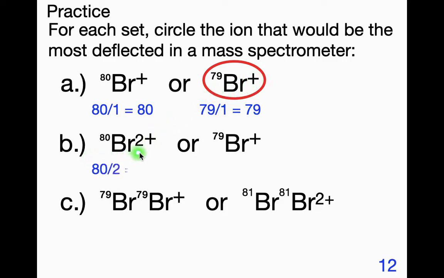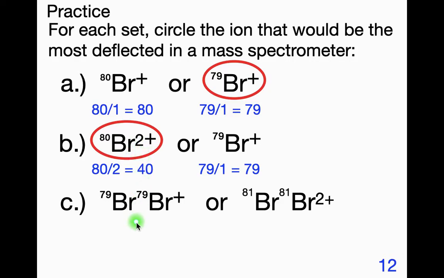For B, we have 80 divided by a positive 2, and that gives us the mass charge ratio of 40. And the second one would be 79 divided by 1, which would give us 79. So 40 is the smaller mass charge ratio, so that would be the one that would be more deflected in a mass spectrometer.